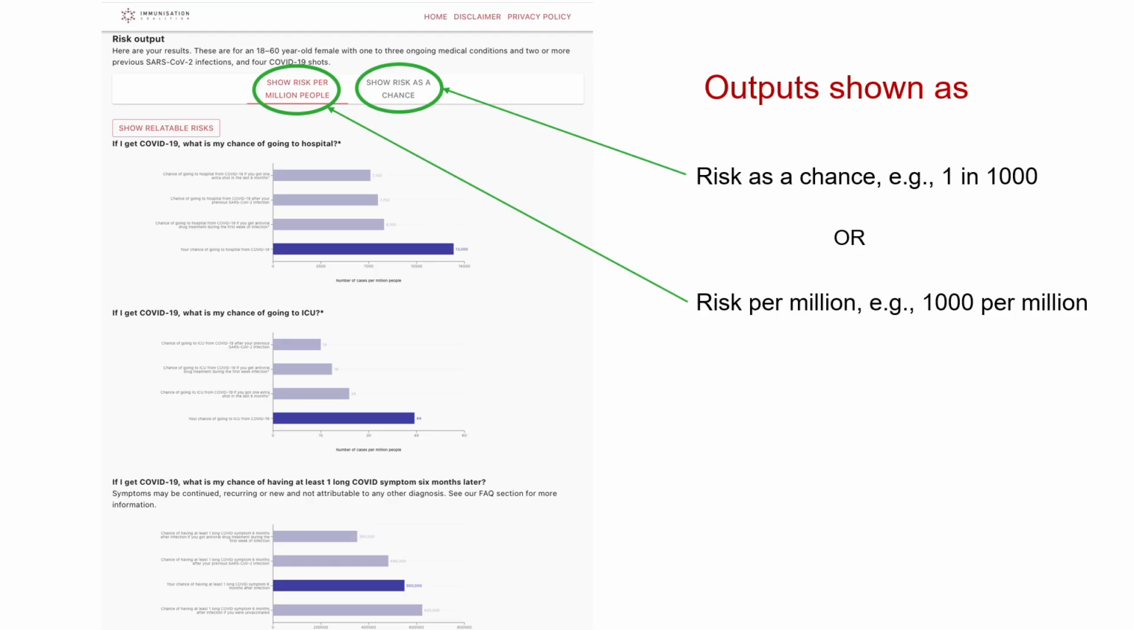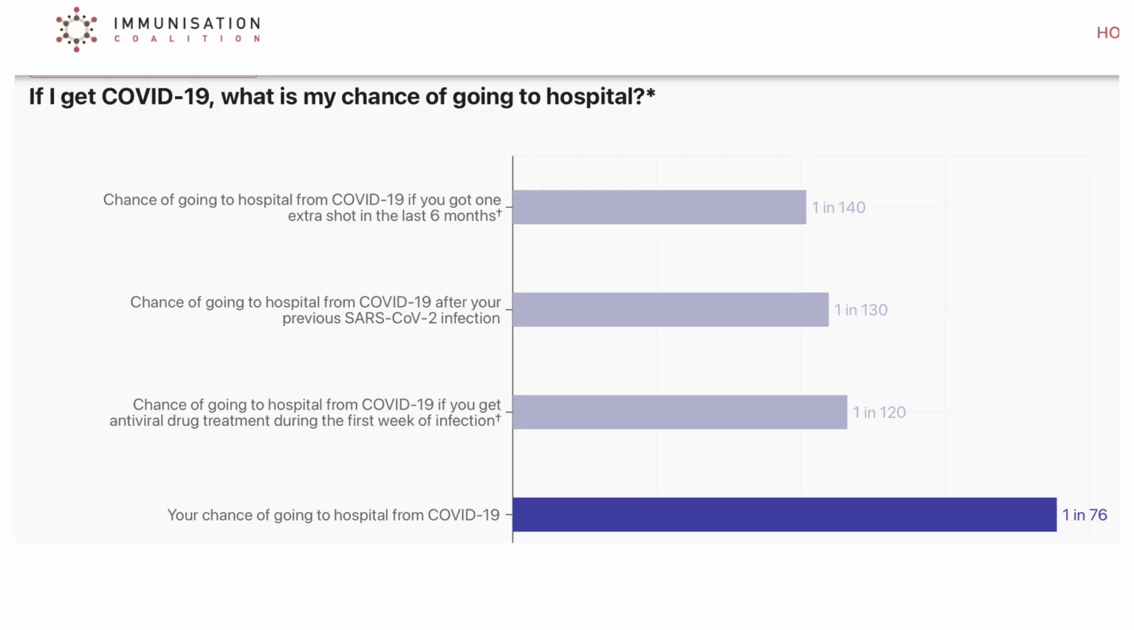So you can choose the outputs to be shown as risk as a chance, so for example 1 in 1,000 chance, or risk per million, such as 1,000 per million. And if we look more closely at each of these charts, this one is about if she gets COVID-19, what's her chance of going to hospital? So the dark bar refers to her, so that says a 1 in 76 chance. And then there are some other bars that give her some indication of how her chances would be different if she had different numbers of vaccines, different numbers of infections, or if she took antivirals. Okay, so it just gives you some different scenarios of, if you did this, what would your chance be? How would that be quantitatively different?